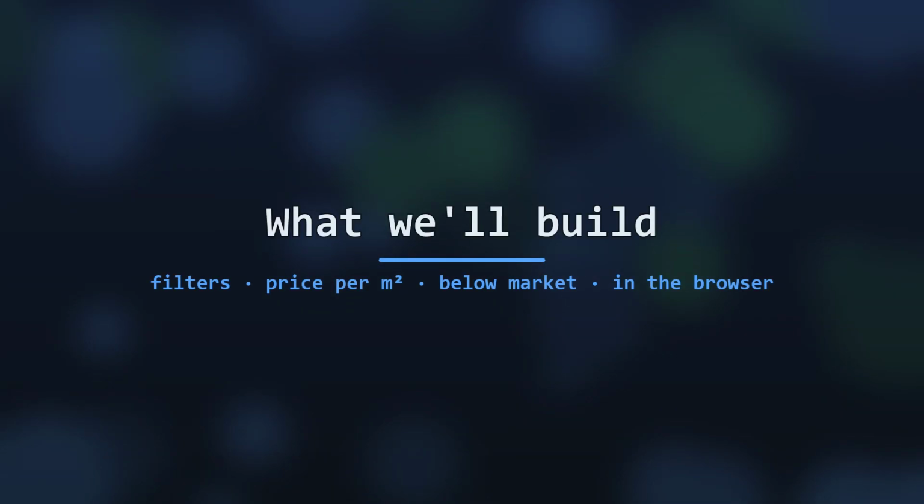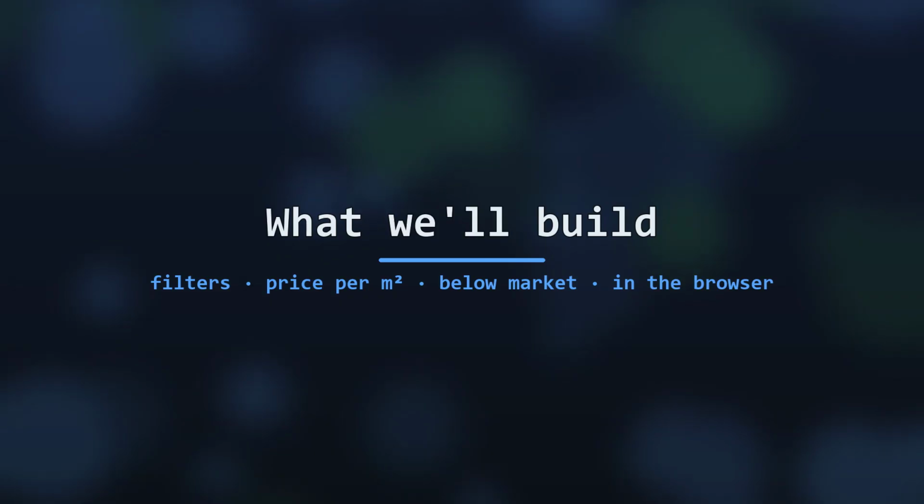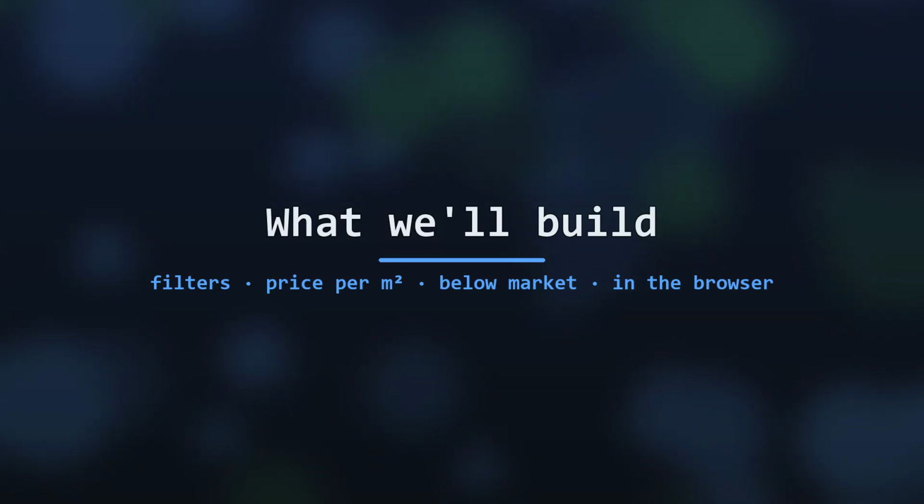1. We'll teach the script to handle both sale and rent. 2. We'll add real filters just like on the site: number of rooms, not the first and not the last floor, year built, a price range. 3. We'll compute a fair price per square meter and find what's below the market. And at the end, we'll show the result not in a black console, but as a clean page in the browser. This won't be a 10-line toy, but a real tool.